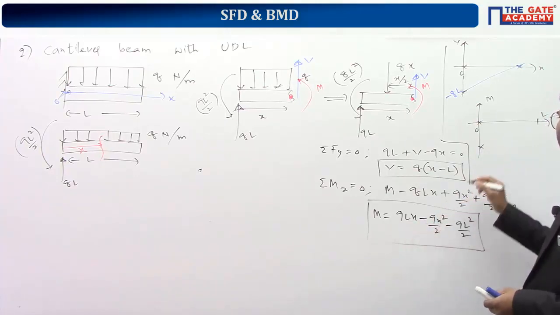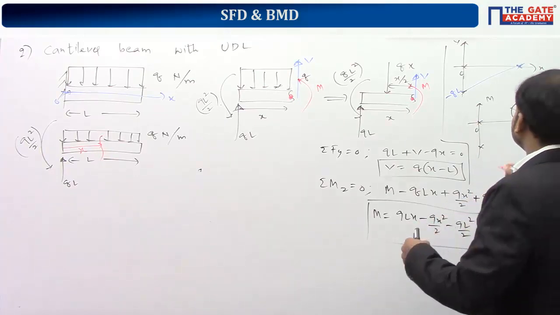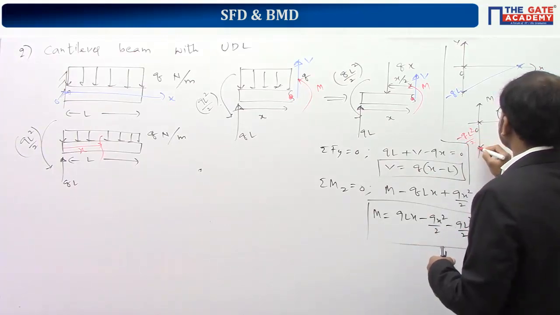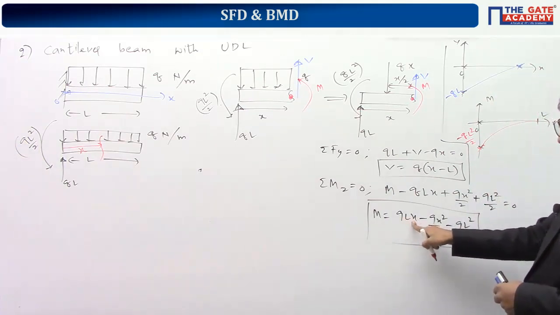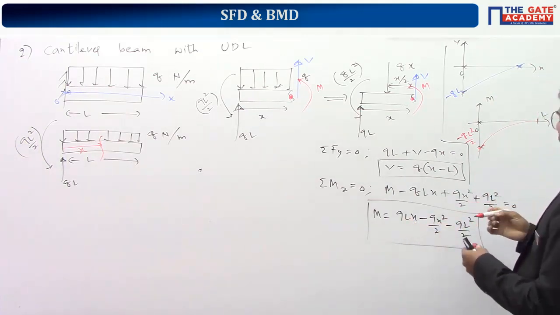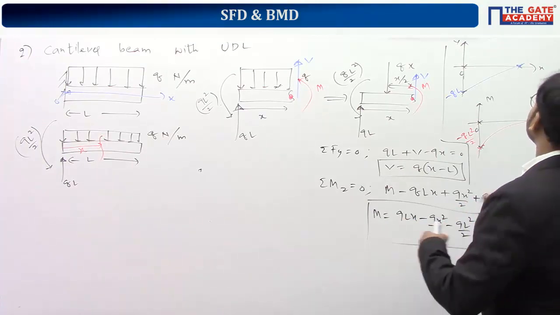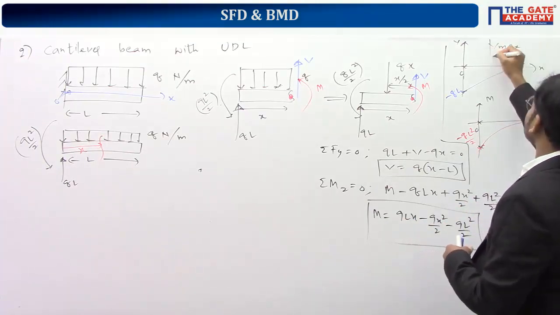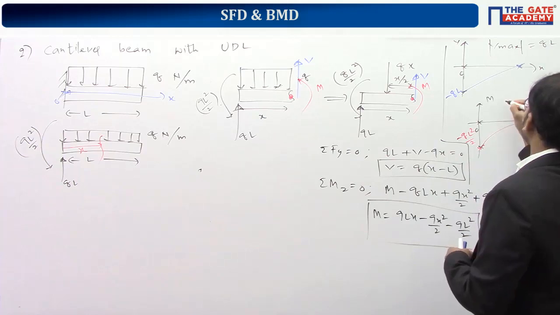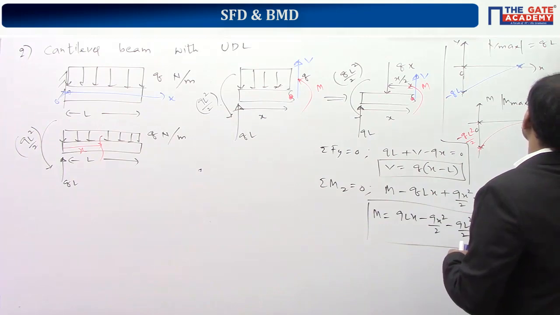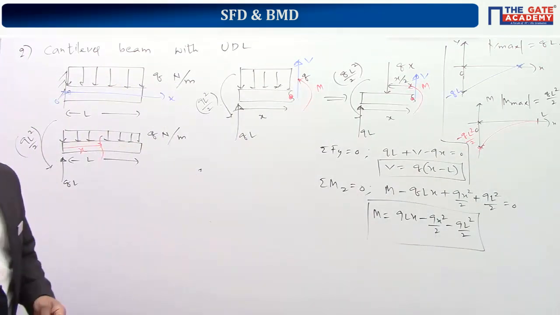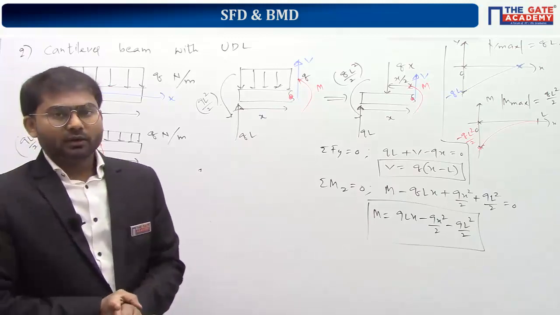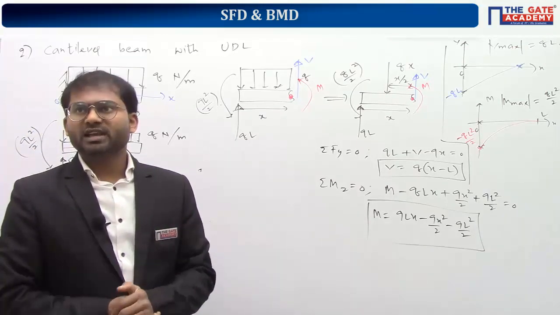At x equal to 0 it is minus QL square by 2, and it goes on like this. At x equal to L, it's going to be 0. So from these two diagrams, you can say V max magnitude is Q into L, and M max magnitude is QL square by 2. That is the way in which we have to draw the shear force diagram and bending moment diagram.